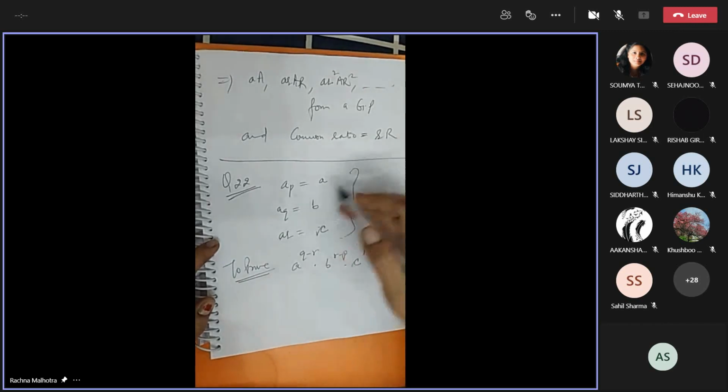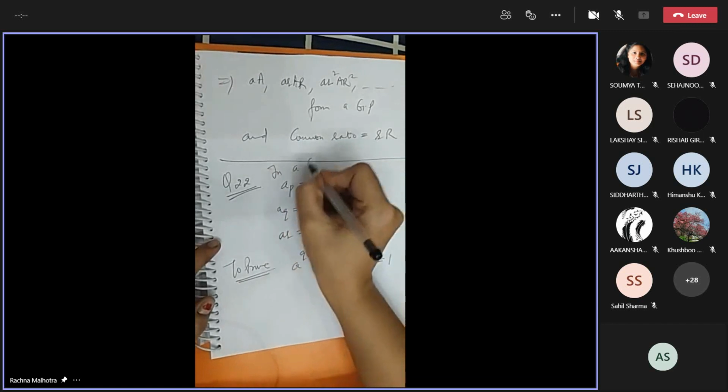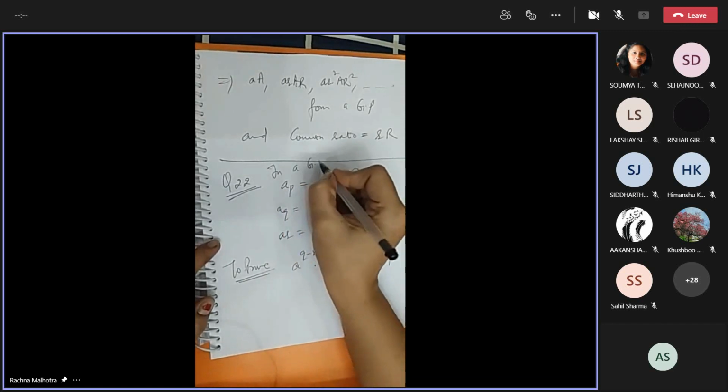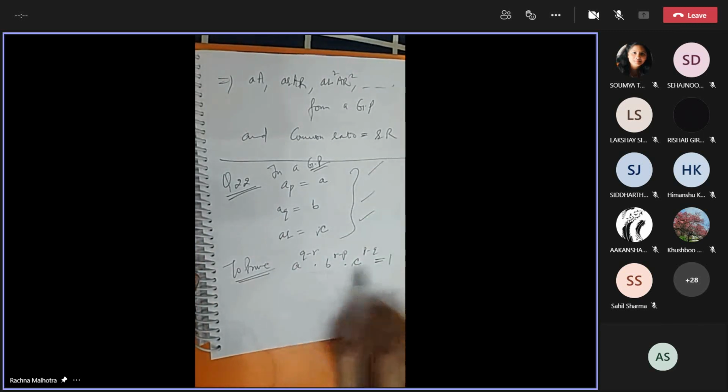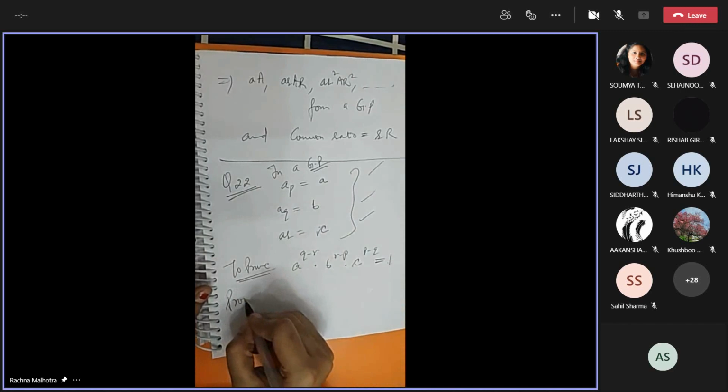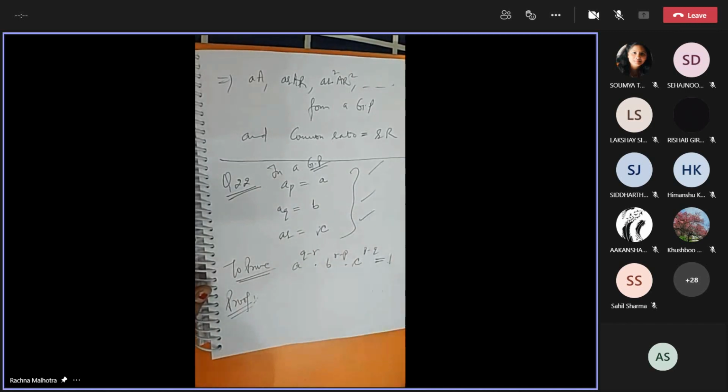I repeat, in a GP, the pth term is available, the qth term is available, the rth term is there. You have to prove its product is 1. You have to solve all this and finally you will get the answer 1. So let us see how we can write its proof.